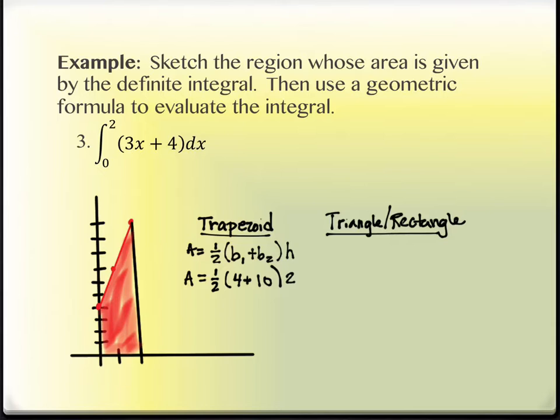So when we add 4 plus 10 and we divide by 2, the average height of my bases is what comes out of that. So this is 1/2 times 14 times 2, and what do we get for our area? 14? Because these cancel kind of nicely on this one, right?